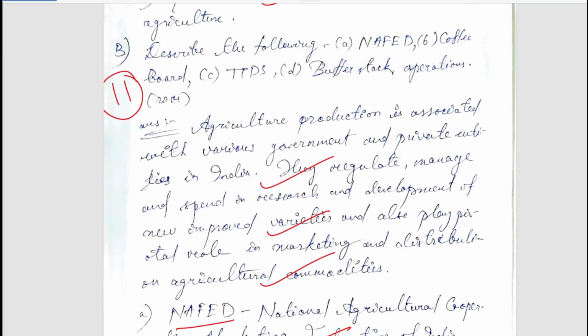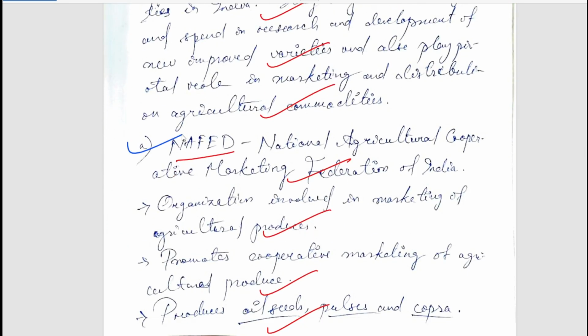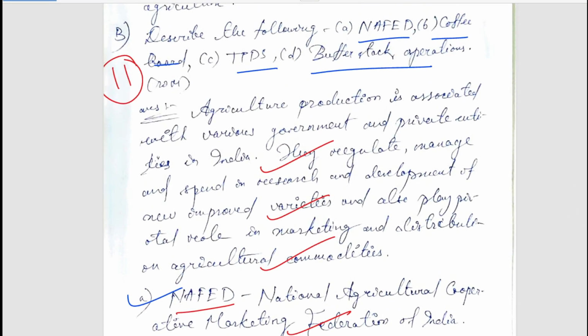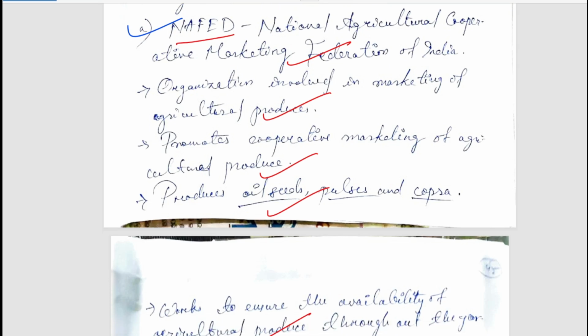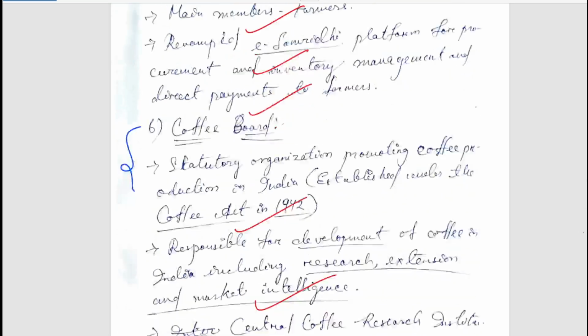The next question is describe the following: NAFED, Coffee Board, TPDS, buffer stock operations. So there were four things to be written as short notes. I think the student has mentioned all, and I think these types of questions are easy to handle because you have to write about 3-4 lines. I think half a page of all the things will help you get good marks. NAFED's functions have been mentioned. Then similarly the functions of Coffee Board have been mentioned.